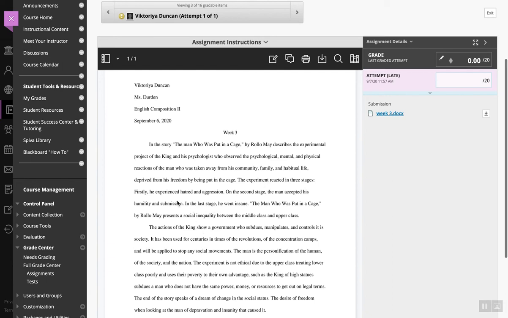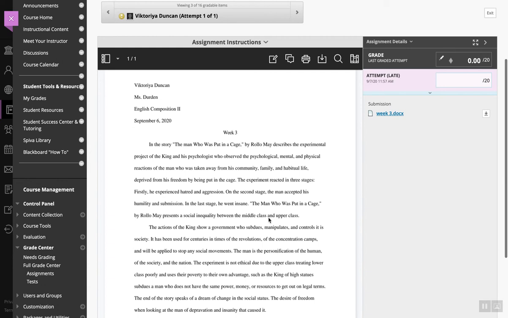Finally, and this is the biggest issue, everything up until this point reads really well. I like the claim that you're making, but there's a big gap in logic between your summary and the claim that you want to present. So let me read this. The experiment reacted in three stages. Firstly, he experienced hatred and aggression. On the second stage, the man accepted his humility and submission. In the last stage, he went insane. So you are listing, right, in each of these stages, these are the different reactions of the man.